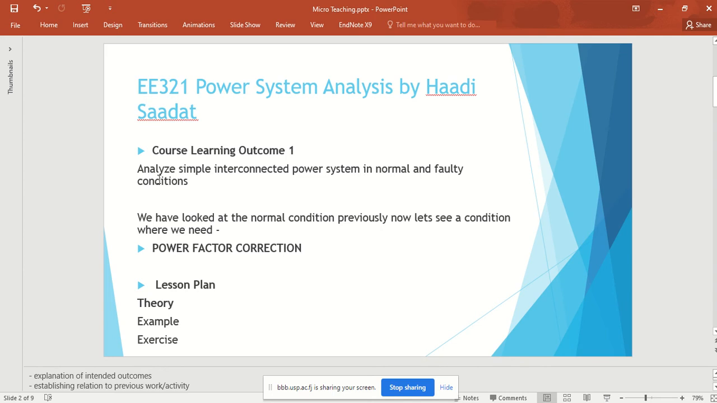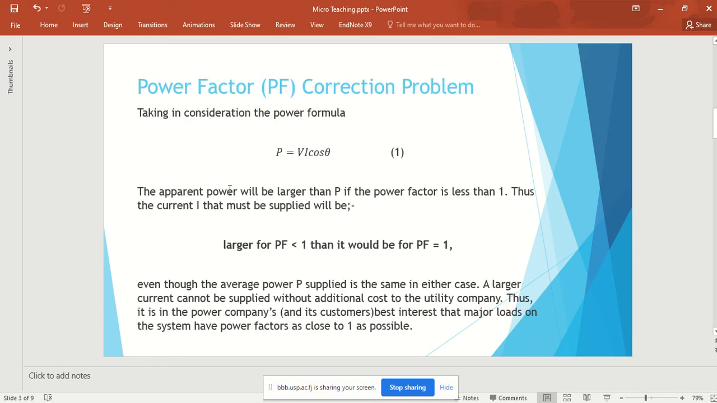Then we will do a example with a exercise. Thank you, Dhiren. That's the author, Hadi Sadat. Okay, so that has been clarified.